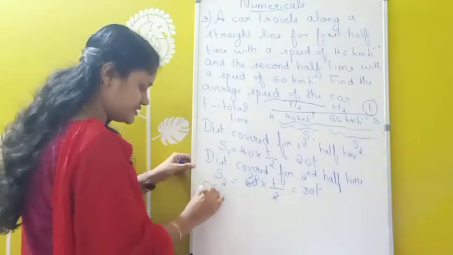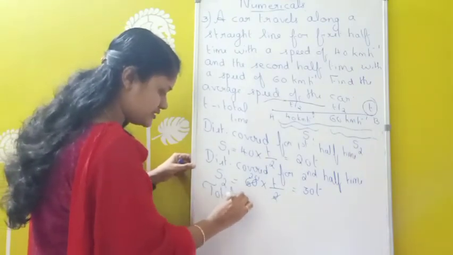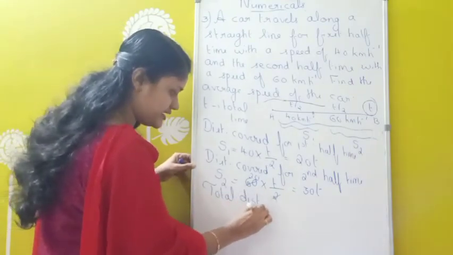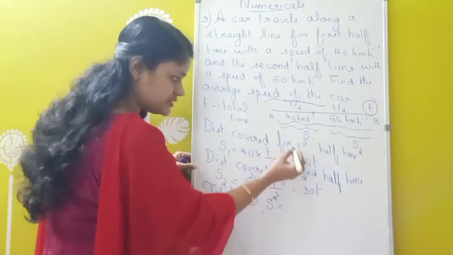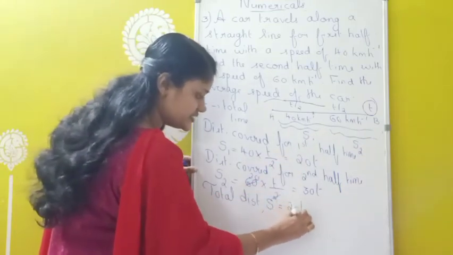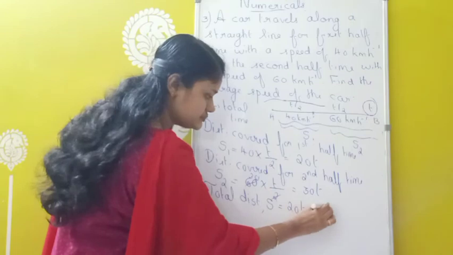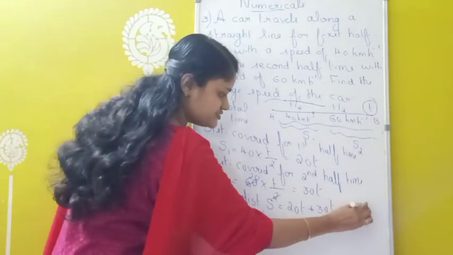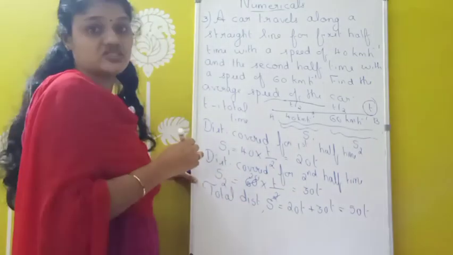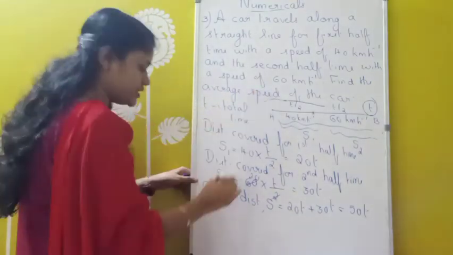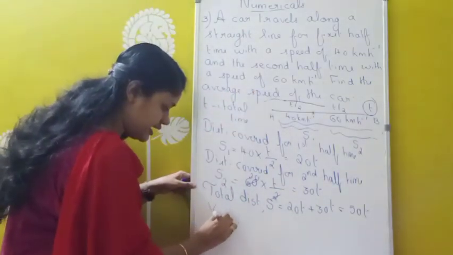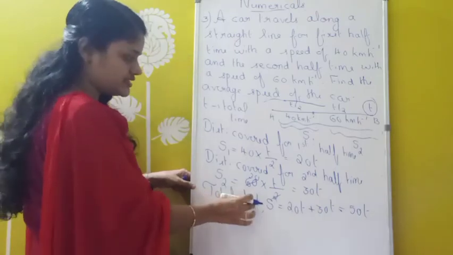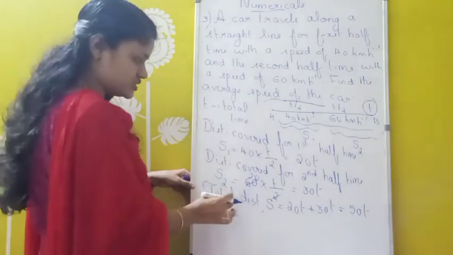Now what is the total distance? Total distance we can take as S. S equals 20T plus 30T, which is how much? 50T. So 50T is the total distance covered. And what we have to find out? Average speed. Average speed, what is the formula? Total distance by total time. So what is the total distance here?